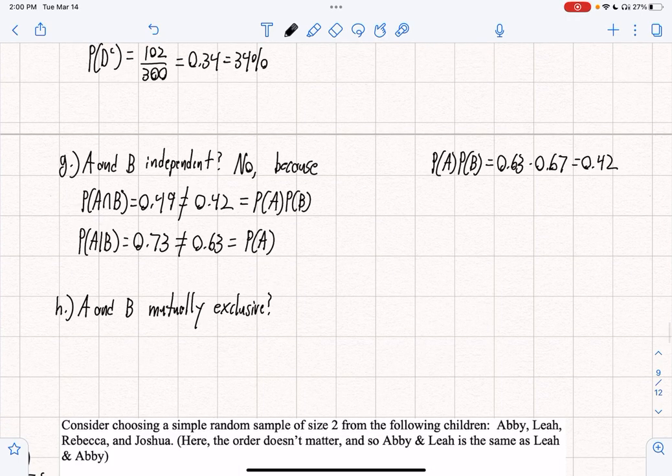Are they mutually exclusive? And that, of course, is no, because we found that the probability of A and B to be 0.49, which is not 0.